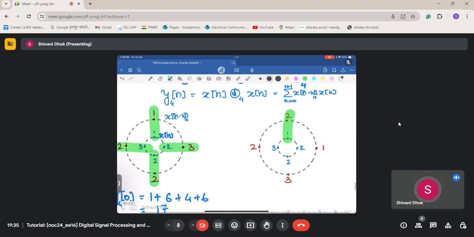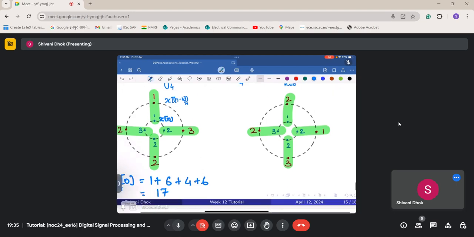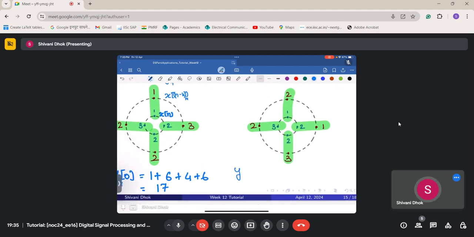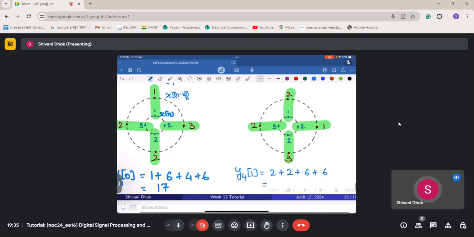Again I'll do element by element multiplication, and that will give me y4 of 1 as 2 into 1 plus 2 into 1 plus 2 into 3, 6, plus 2 into 3, 6, and this comes out to be equal to 16. Now here we are. So my 1 now starts from here.